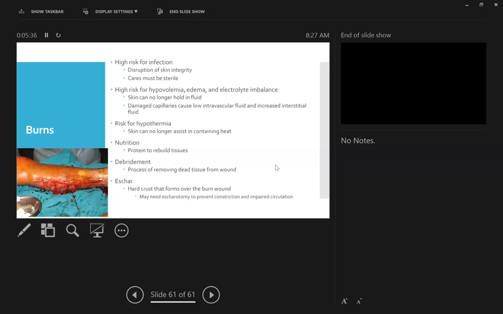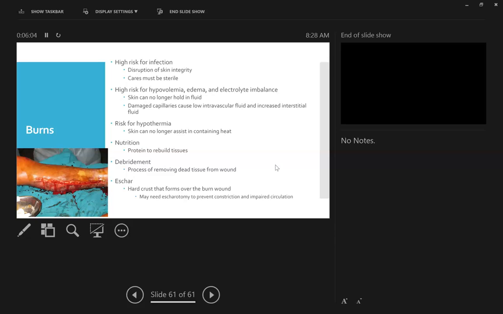Damaged capillaries cause intravascular fluid to leak into the interstitial spaces. So we're going to see edema with that. And then also, if we don't have fluid in the vascular bed, we're going to be at higher risk for hypovolemia. Risk for hypothermia because the skin can no longer assist in containing that body heat. Nutrition, we need to amp up protein in order to help rebuild tissues.